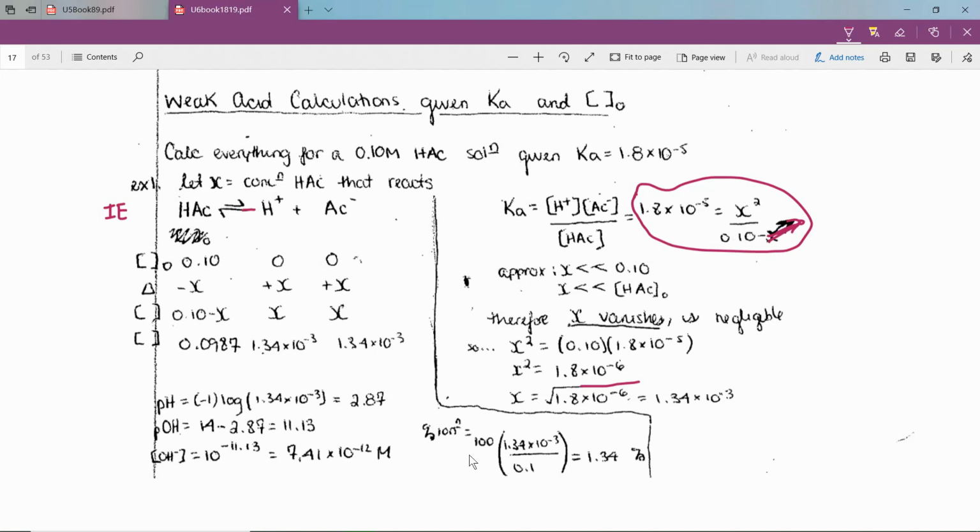I can also get the percent ionization, written as ION with a little n with a line above it. This is shorthand for ionization. So it's 100 times how much of the HAC reacted, in other words, X. Some books will write it as 100 times X over the original concentration, and it's 1.34%, which is typical for a weak acid under everyday conditions.